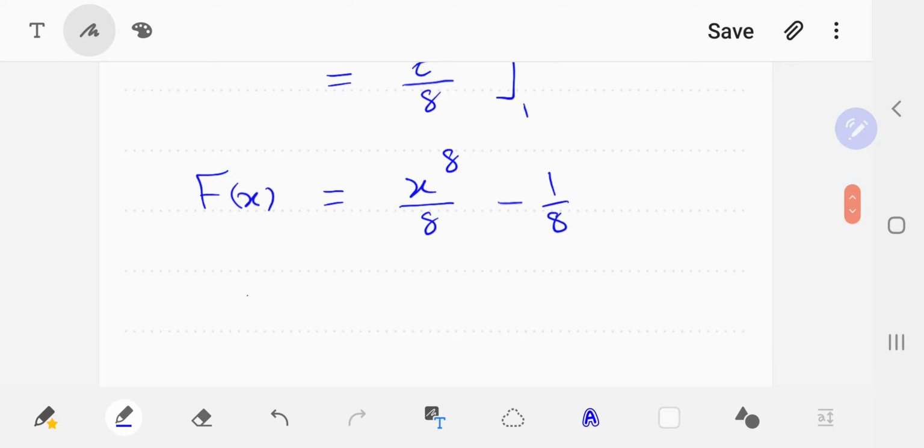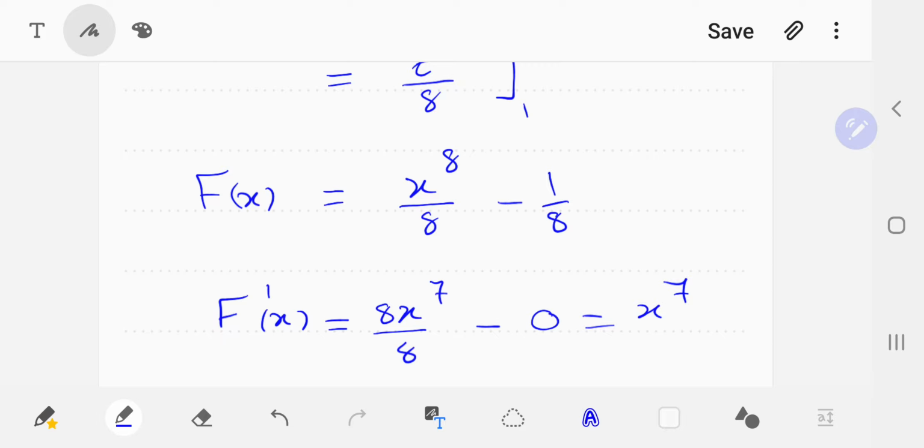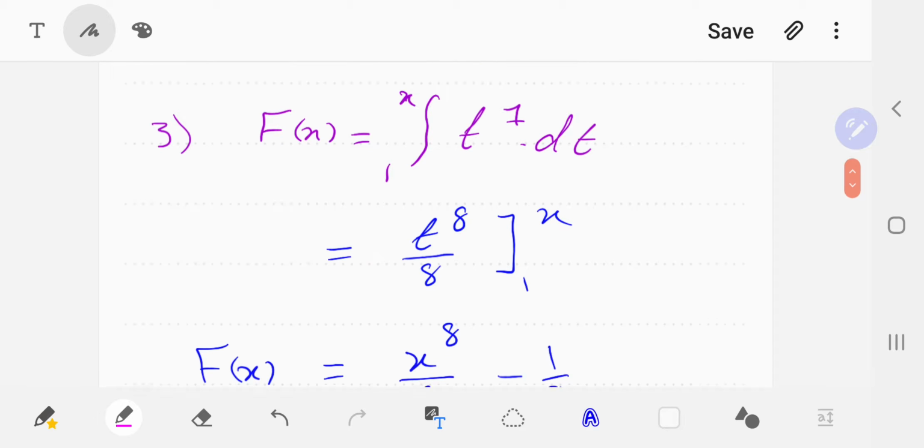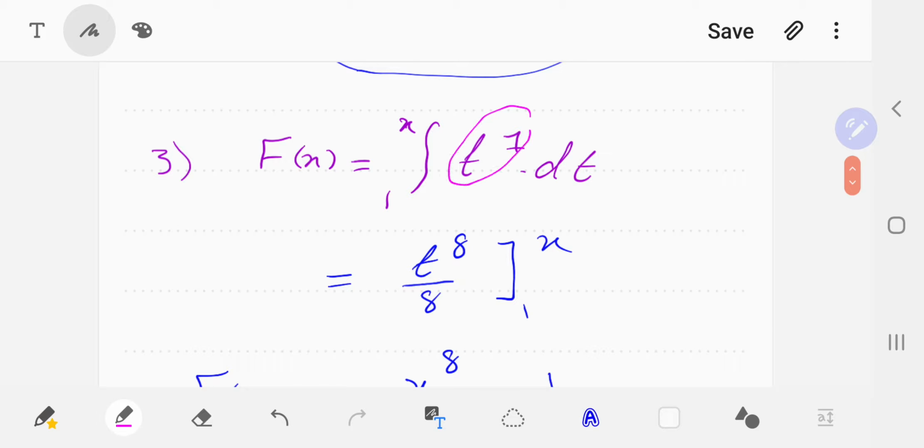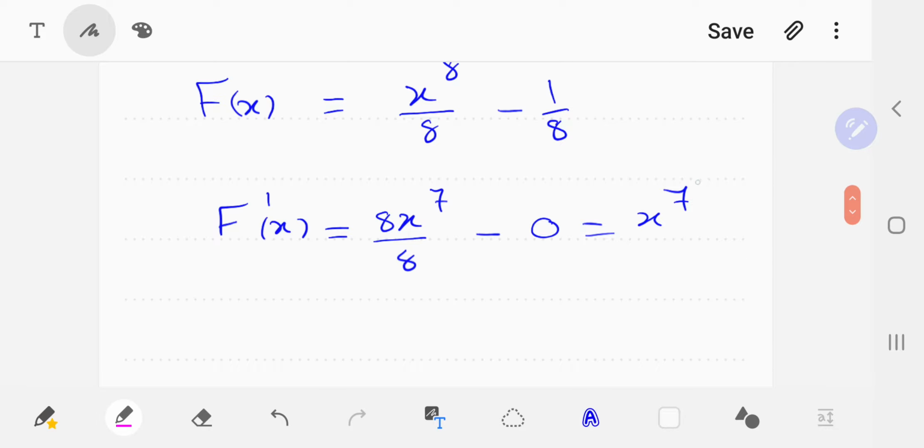and I'm asking you to differentiate it. So if you want to differentiate, this will give you 8x to the power of 7 over 8, so x to the power of 7 immediately. Let me write this in detail. Over 8 minus 0, which is x to the power of 7. Well, how is that related to our original question? It's the same. It's just substituting x instead of t.